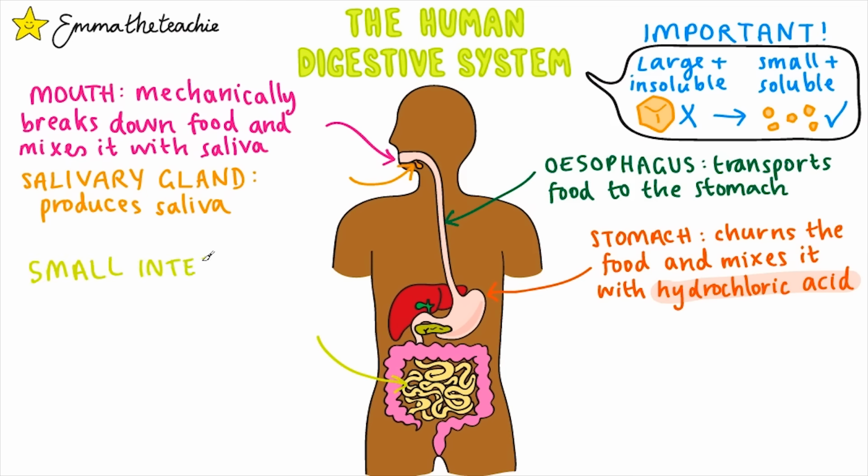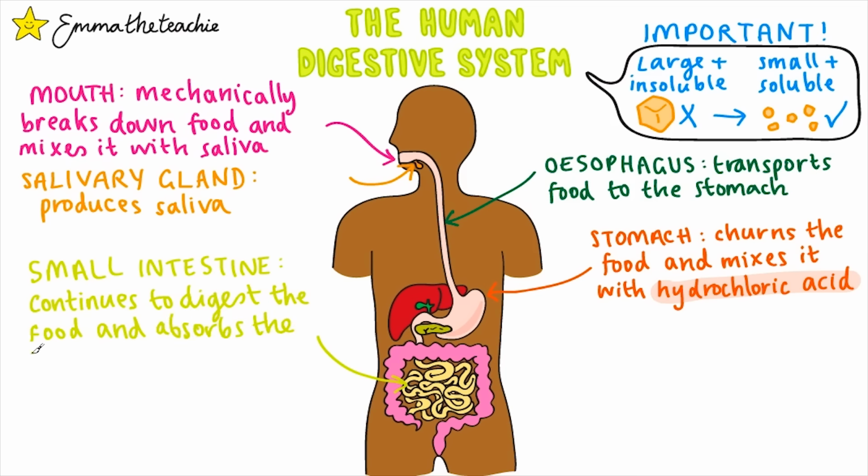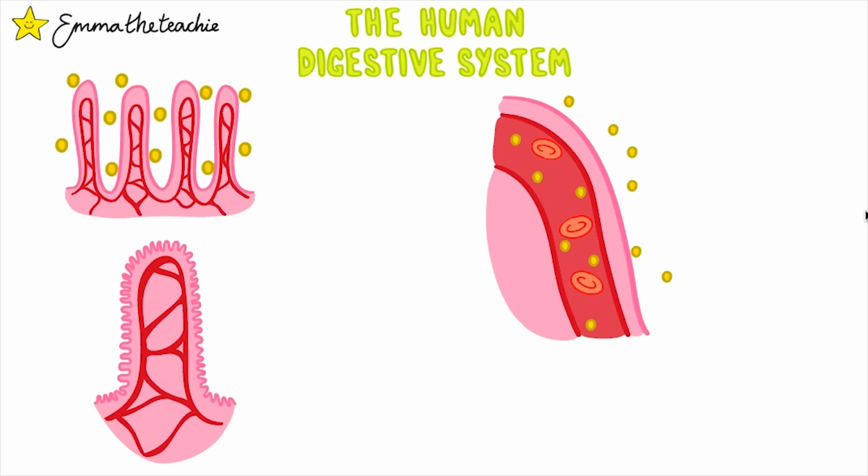It then passes into the small intestine. Here, it continues to digest the food and then absorbs the resulting small soluble molecules. We're going to take a minute to see how the small intestine is adapted for its function, as this is one of the exchange surfaces you need to know. There are three main adaptations to learn.